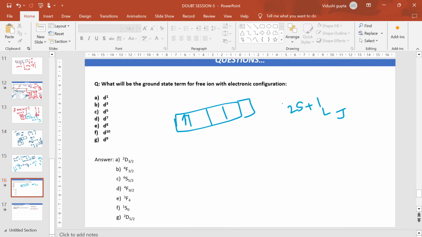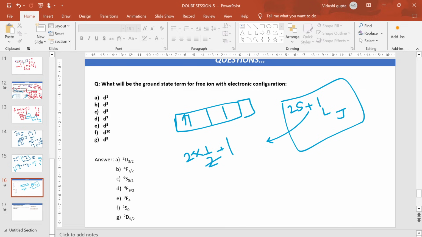This is a general formula. For the ground state term, it is 2S plus 1 L J. Now, what is 2S plus 1? As it is only 1 electron, S will be half. We are talking about spin, so 2S plus 1 will be 2.